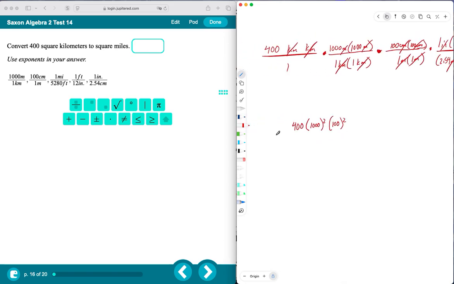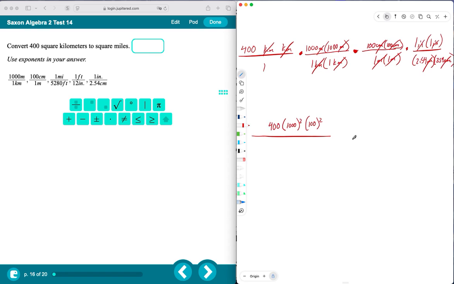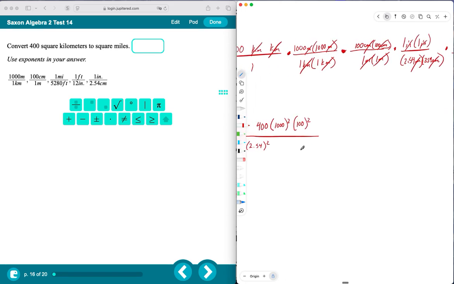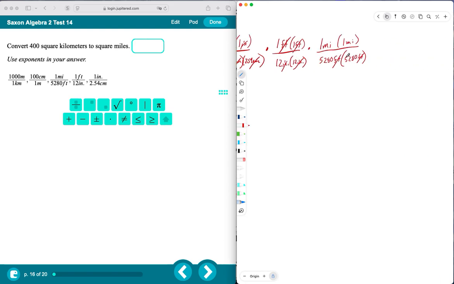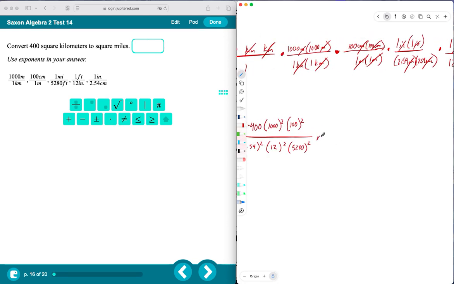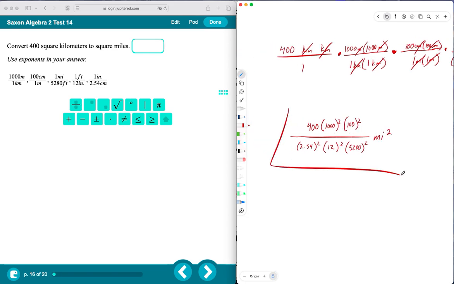In the denominator, we have 2.54 twice. And we have 12 twice. And we have 5,280 twice. You see that here at the end. And our unit of measure is miles twice. So miles twice. That should be your answer. Just like that. Okay?